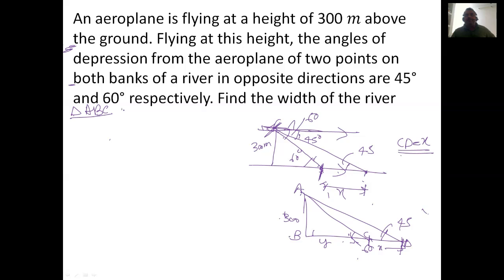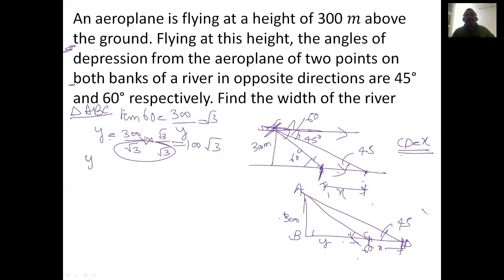And here we will have tan 60 is equal to 300 by y. And we know that tan 60 is equal to root 3. Therefore, y is equal to 300 by root 3. If we multiply with root 3, this will become 3, that is equal to 100 root 3. So first thing we get is y is equal to 100 root 3.